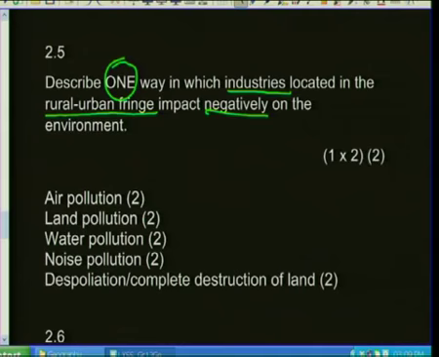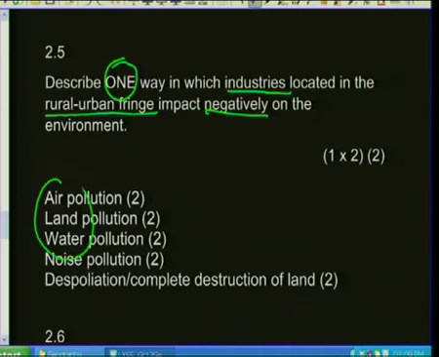They give off lots of pollution. If they're involved in combustion, there's going to be a lot of air pollution. There's going to be a lot of water pollution from any waste that they dump outside. So these are problems facing the rural-urban fringe because of industry. Sure enough, here we have it.